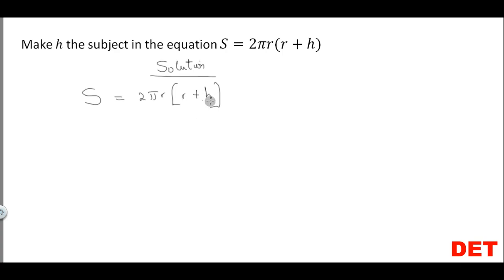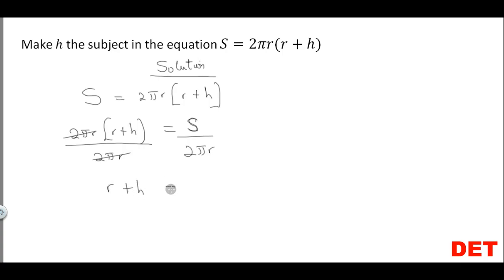Since H is on this side of the equation, what I would do first is to write this side of the equation first. So this will be 2πr(r + H) = S. The next thing I'm going to do is to divide both sides by the coefficient of (r + H), which is 2πr. So this will be divided by 2πr, divided by 2πr, so that this 2πr will cancel out this 2πr, and that will make r + H stand alone.